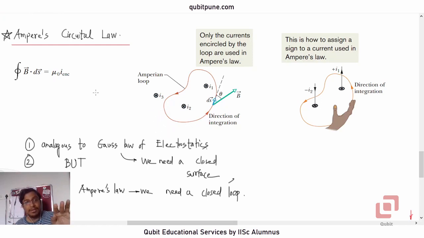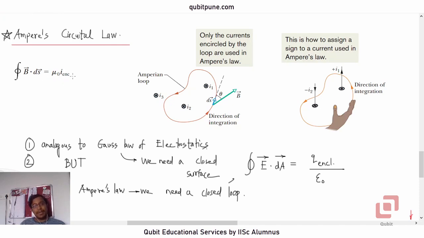What next? Ampere's Circuital Law tells you that the line integral of the magnetic field, where ds bar is the elemental length, not area, is proportional to the current enclosed. Gauss's law would tell you this: the surface integral of electric field is equal to the charge enclosed by the surface divided by epsilon naught. In this case, the line integral of magnetic field taken around a closed loop called the Amperian loop, there we called it Gaussian surface, is equal to mu naught into current enclosed.